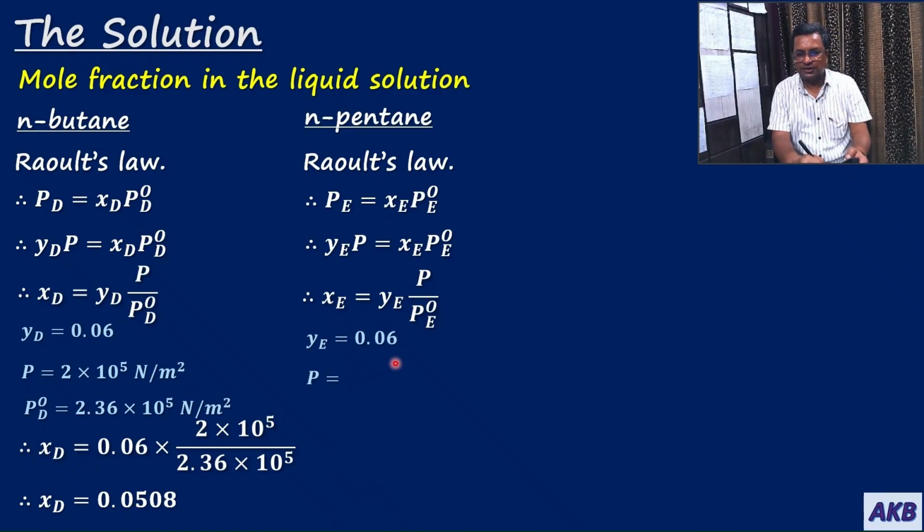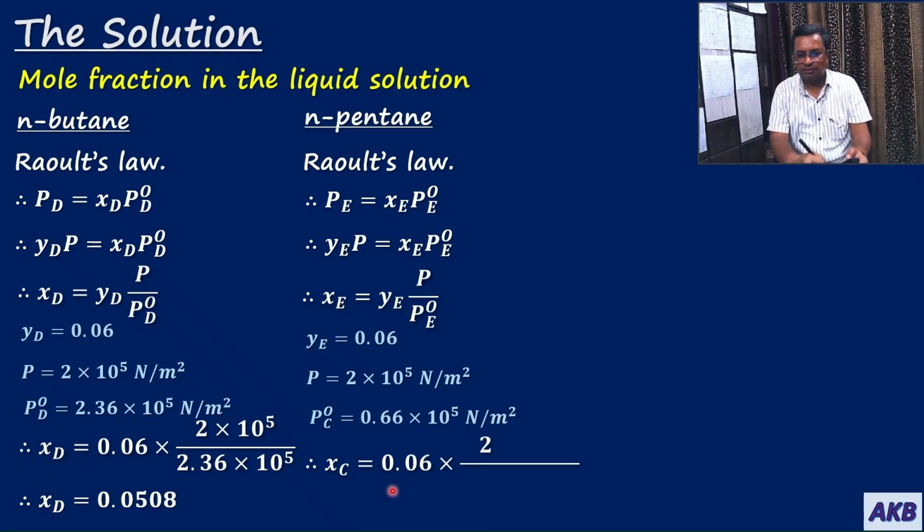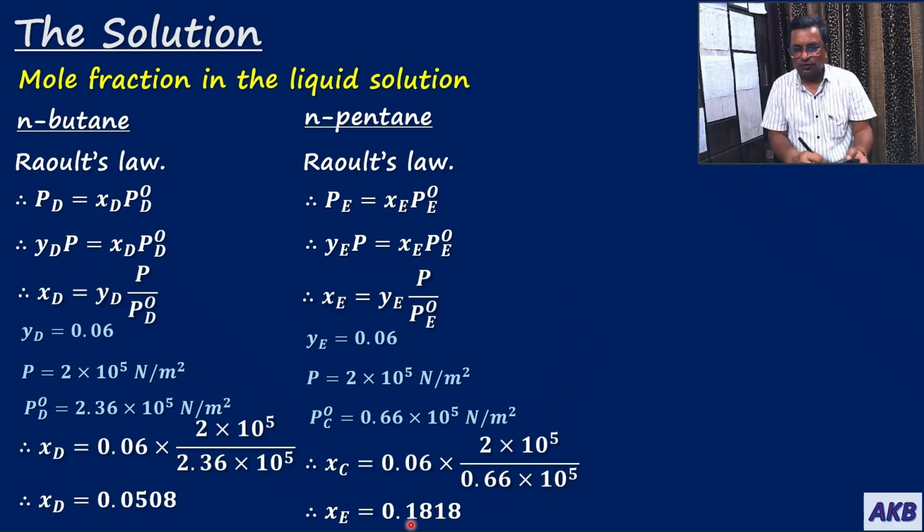YE is 0.06, known to us. P is 2 into 10 to the power 5 Newton per meter square. PE naught is 0.66 into 10 to the power 5 Newton per meter square. So therefore XE will be equal to 0.06 into 2 into 10 to the power 5 divided by 0.66 into 10 to the power 5. That gives us XE as 0.1818. Therefore the mole fraction of N-pentane in the liquid solution at equilibrium is 0.1818.